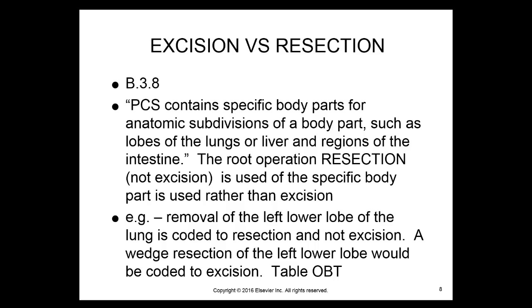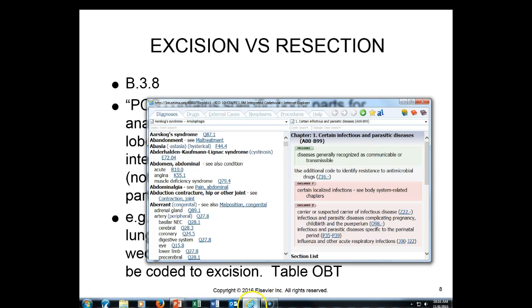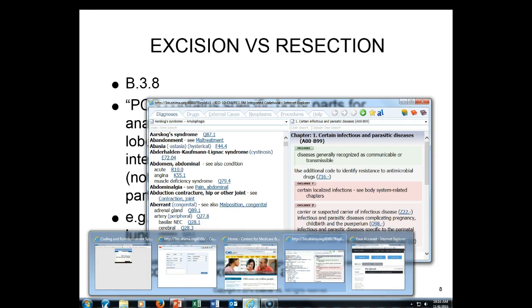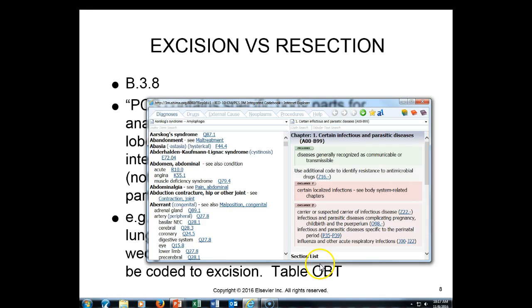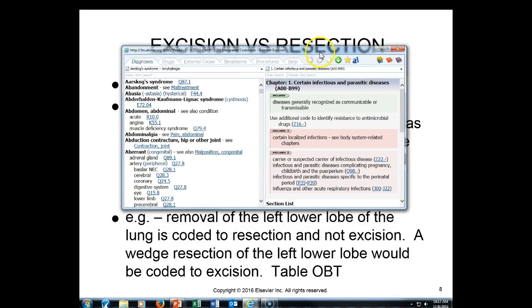And actually, when you're coding a wedge resection of, say, the left lower lobe, that is coded to an excision, and it codes to table 0BT. Let me do something here real quick.